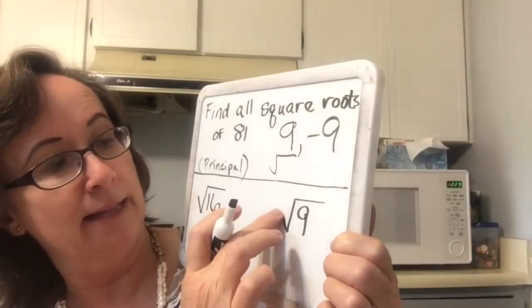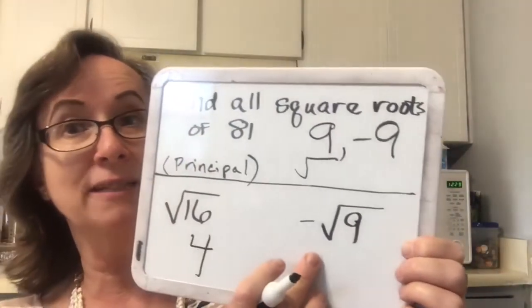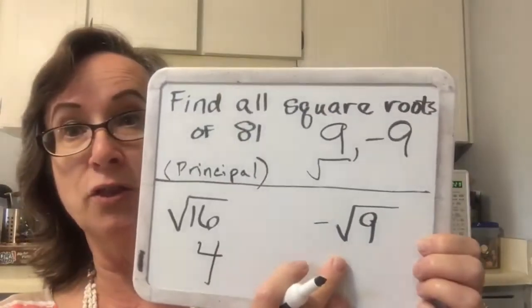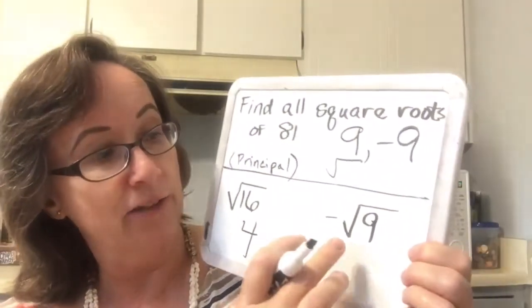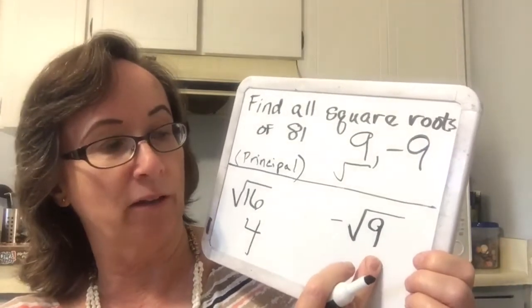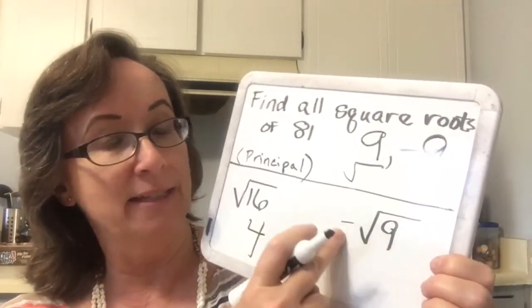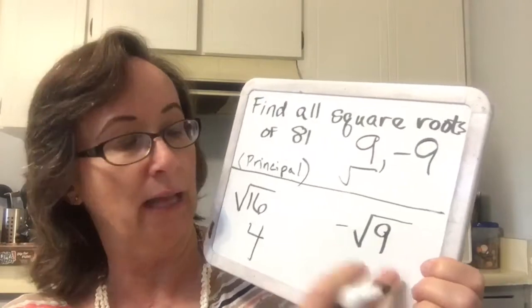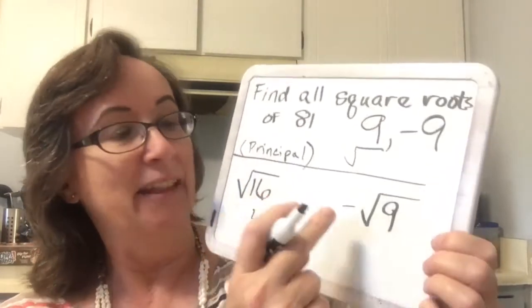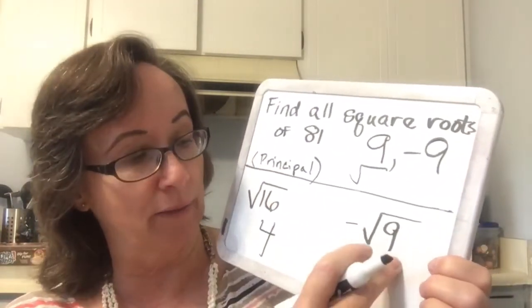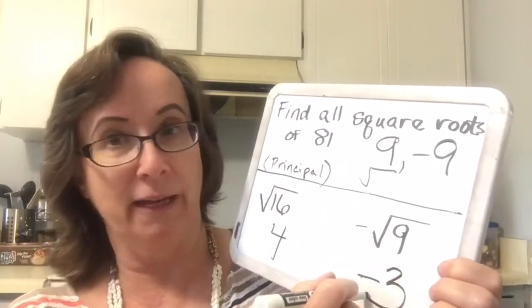This one has a negative sign outside of the radical sign, and so we'll do what's inside the radical first and get 9, and this is going to be negative 1 times, we'll get 3, and this will be negative 1 times 3, or negative 3.